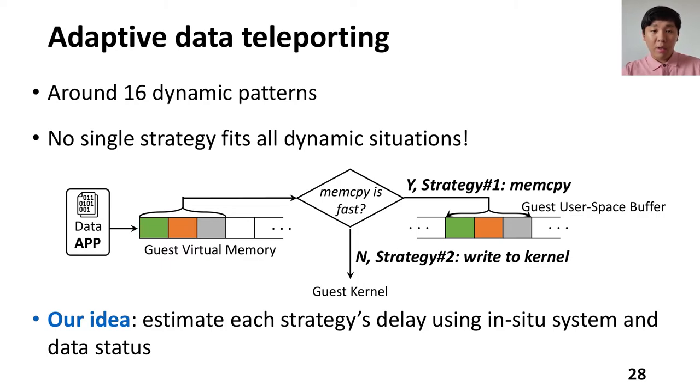Our idea is to sample in-situ system and data status, such as memcopy speed and system call delay, to estimate each strategy's delay and select the best suited one. We call this method data teleporting because hopefully it can always pick the shortest path to deliver the data.